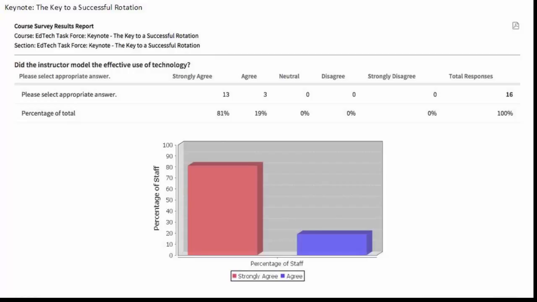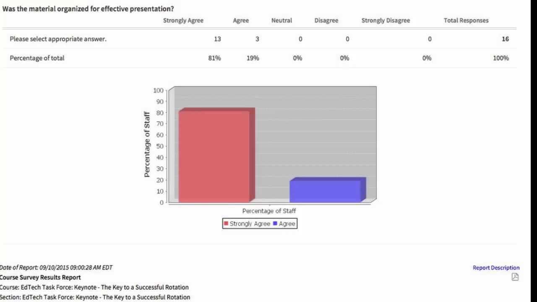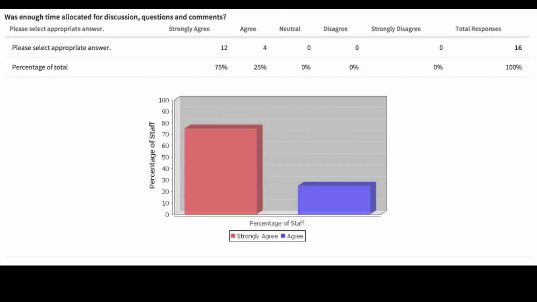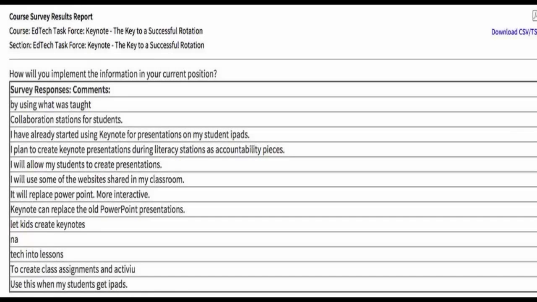Awesome. Yeah. After our session, we surveyed using Google Forms to send to our participants. 81% said that we had modeled the effective use of technology. In addition, 81% said the material was organized for an effective presentation, and 19% also agreed with this number. They also thought that the instructors were competent and knowledgeable, with a score of 75% for strongly agreeing and 25% agreed. The amount of time allocated gave us that 75% strongly agreed, and 25% also agreed.